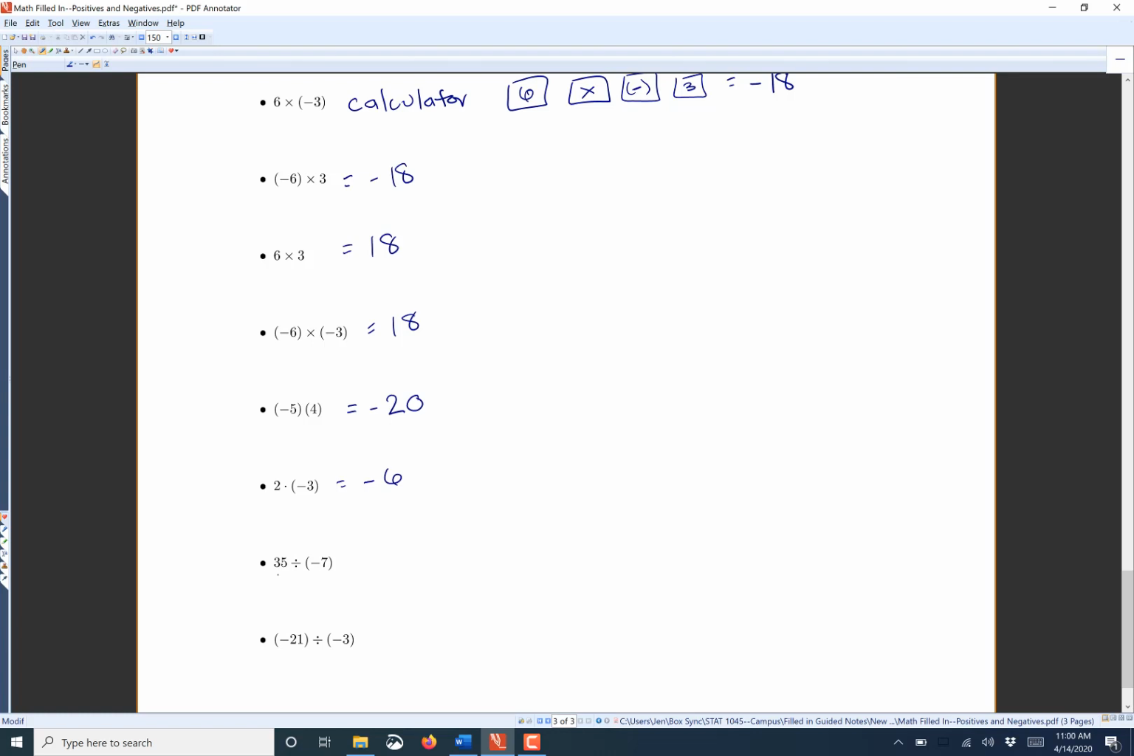35 divided by negative 7. A positive divided by a negative will be negative, so negative 5. And negative 21 divided by negative 3. Negative divided by negative gives me positive, so positive 7.